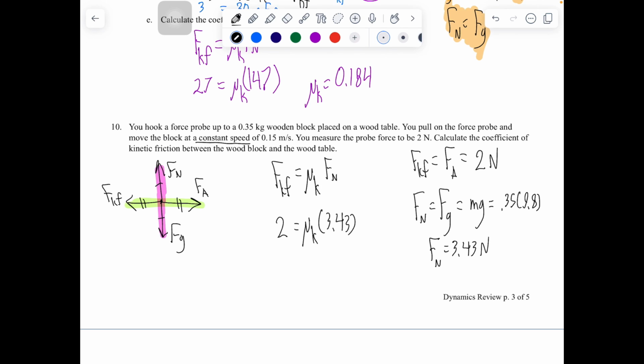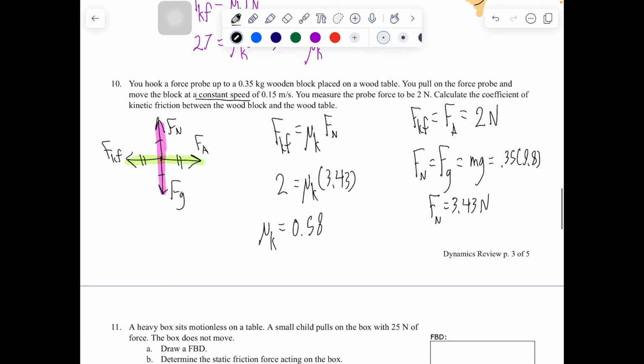Plug that in. Divided by 3.43. Coefficient of kinetic friction, 0.58. Remember, there's no units.